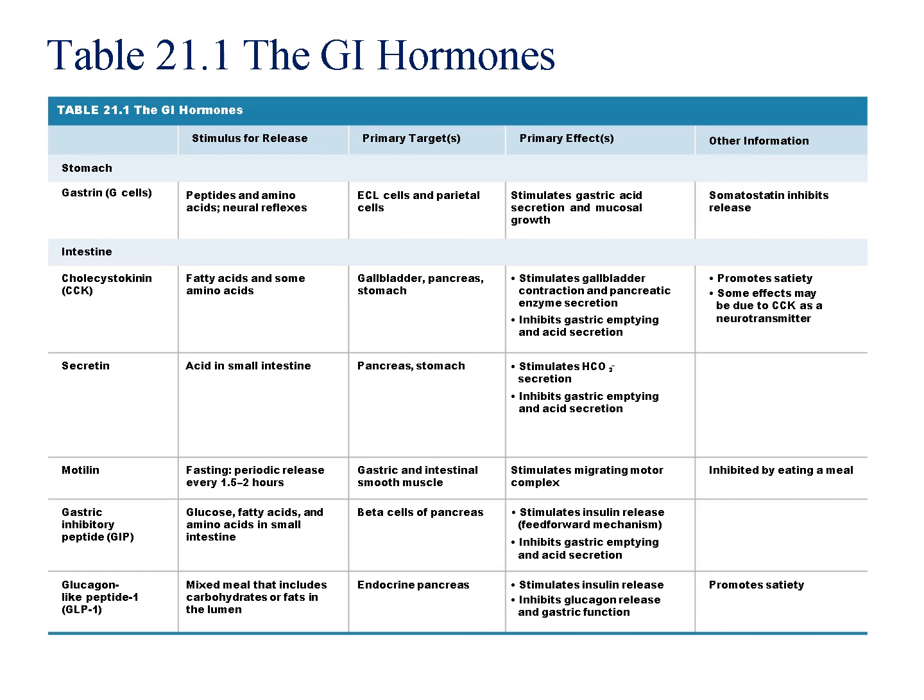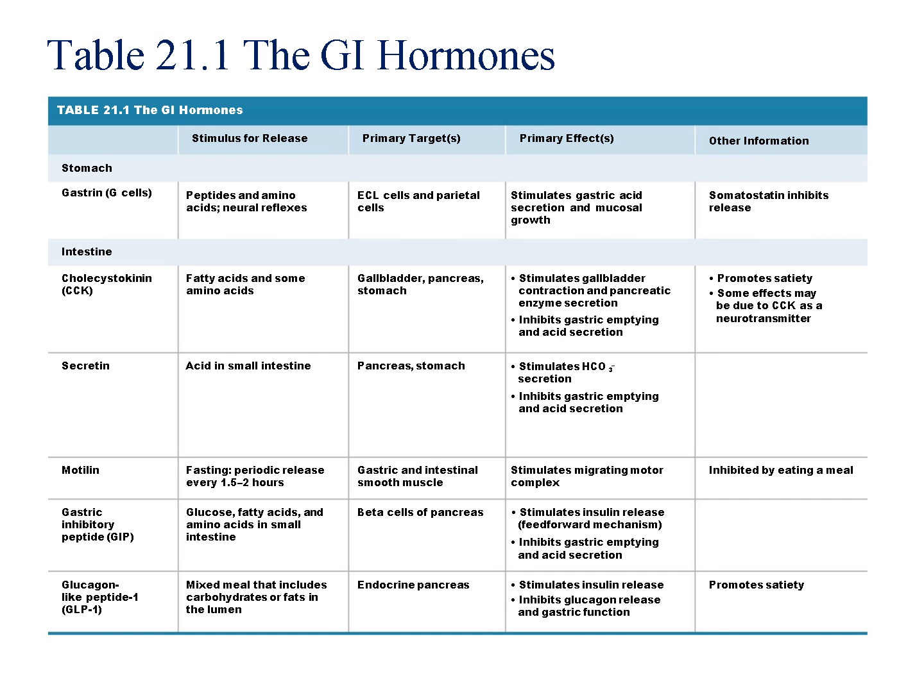Secretin is another hormone released when acid enters the small intestine. Its primary function is to stimulate the pancreas to secrete bicarbonate, which neutralizes stomach acid to protect the intestinal lining. Like cholecystokinin, secretin also inhibits gastric emptying and acid secretion to regulate the flow of digestion.